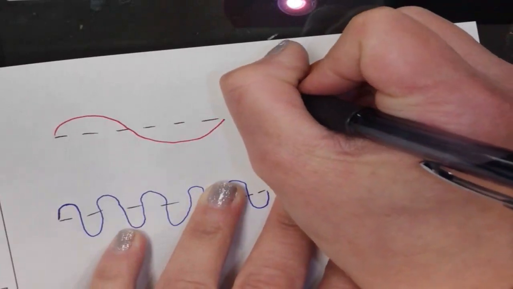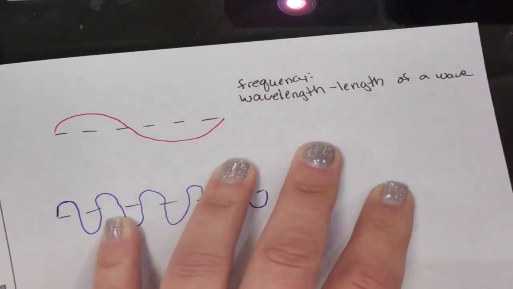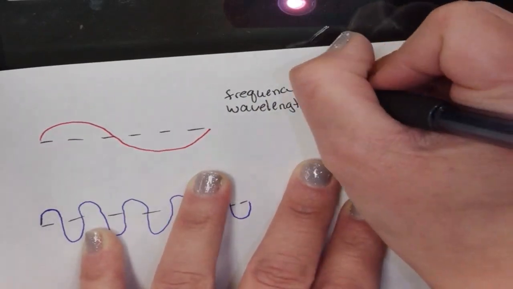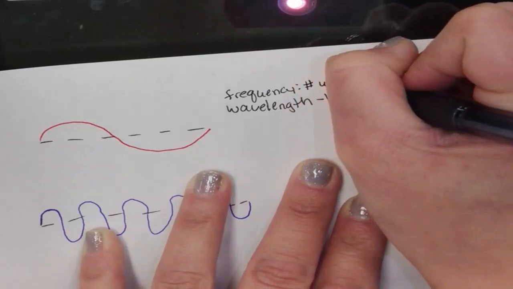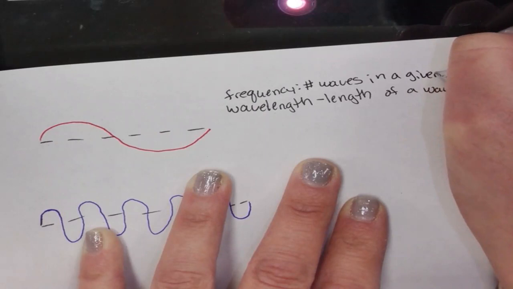Frequency is how often that wave appears in a given amount of time. So the number of waves in a given time.